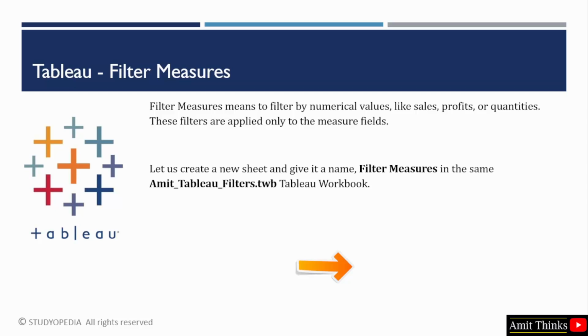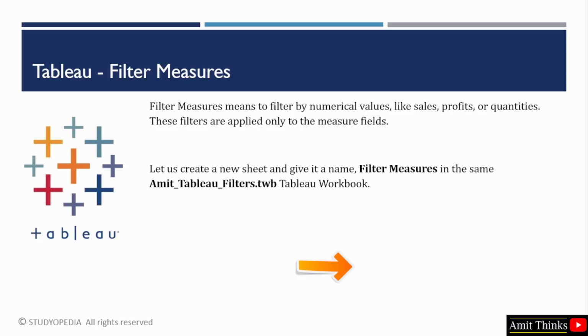Whenever you load your data, on the left you can see the bifurcation of dimensions and measures, which we already saw in the previous lectures. Such filters can only be applied on measure fields, like the sum of sales and sum of profit in our sample store data. So now let us implement it on Tableau and filter measures.